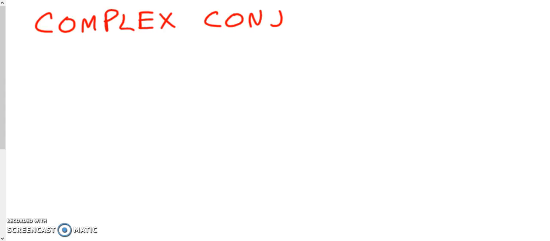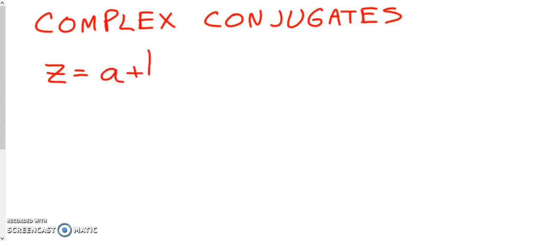All right, so the next item of business is what we call complex conjugates. So let's say I have some complex number z, which is a plus bi. Its complex conjugate is indicated with z bar, which is a minus bi.